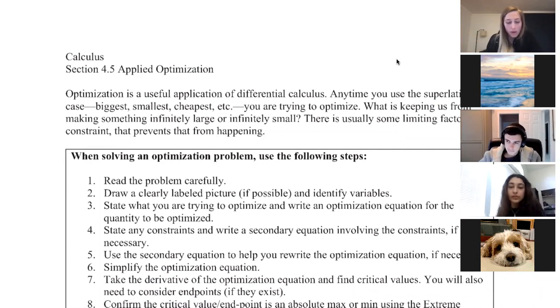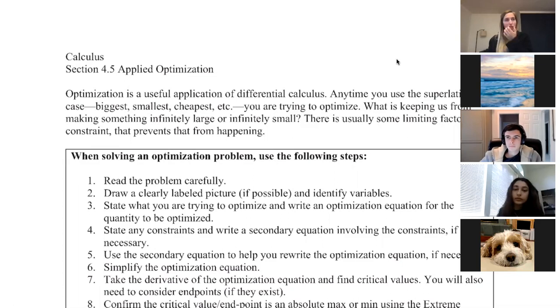Anytime you use the superlative case, biggest, smallest, cheapest, etc., you are trying to optimize. What is keeping us from making something infinitely large or infinitely small? There is usually some limiting factor or constraint that prevents that from happening.